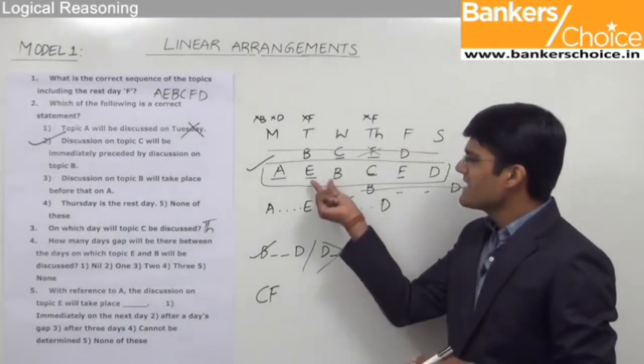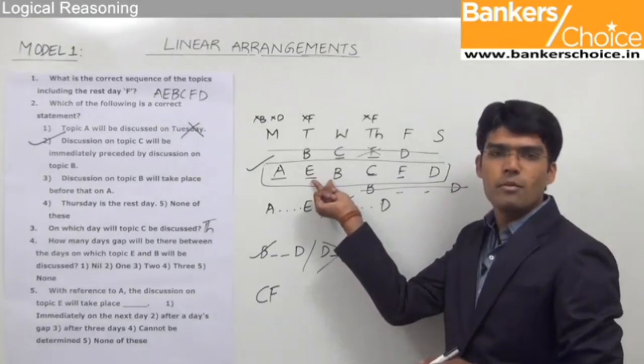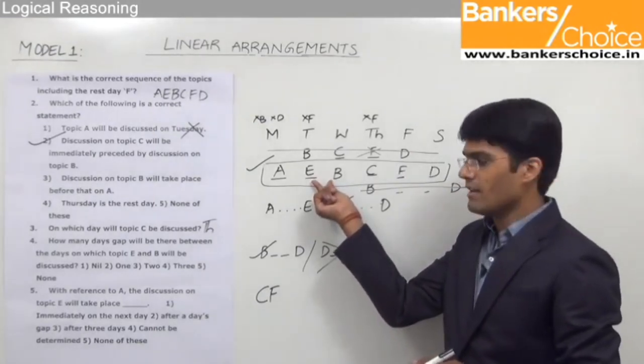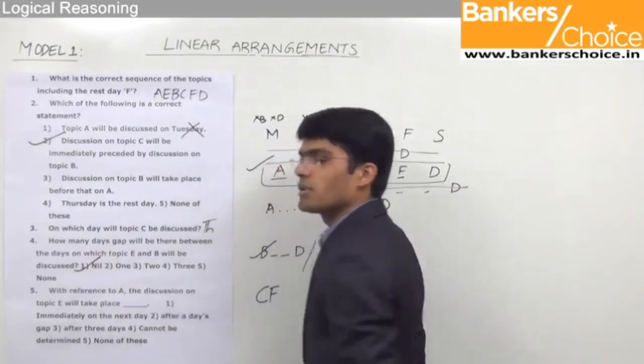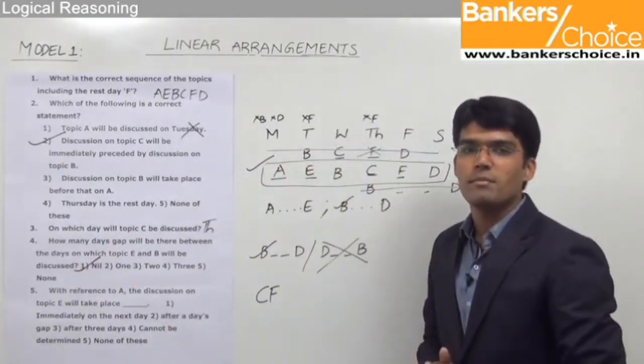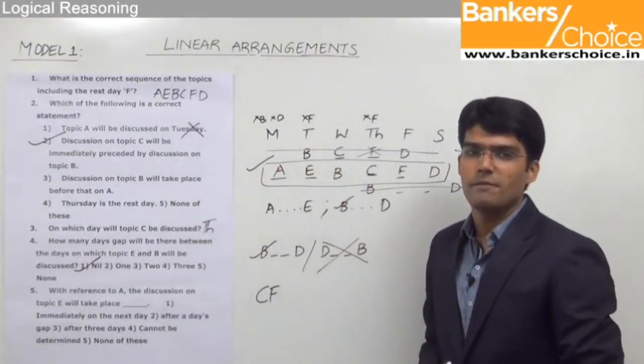From the arrangement we can say that there is no gap between topics E and B discussion. So we can say that the answer for question 4 should be option 1, that is nil. There is no gap between the days on which E and B have been discussed.